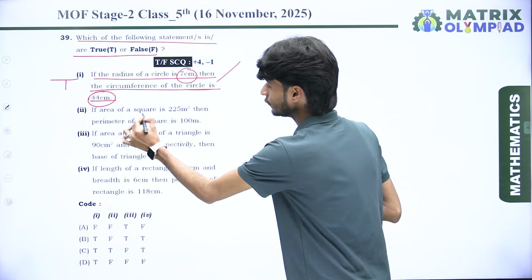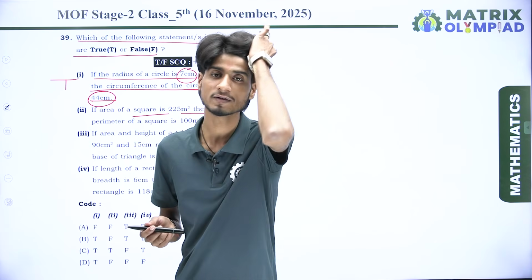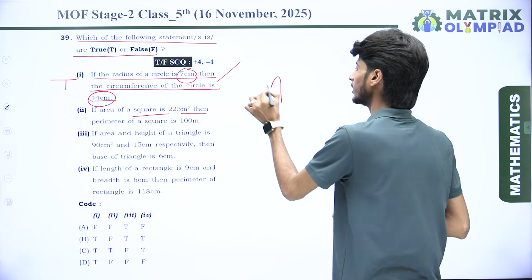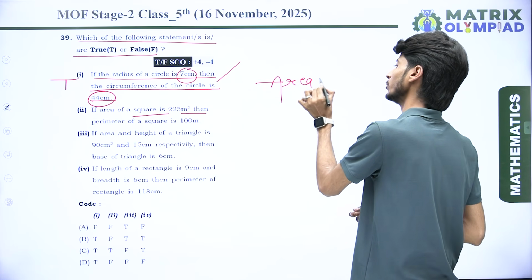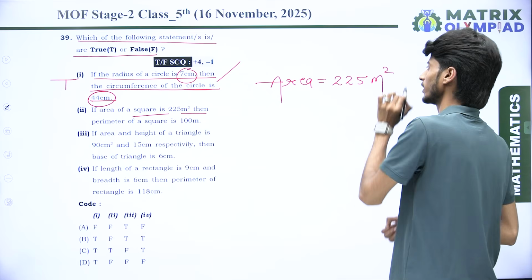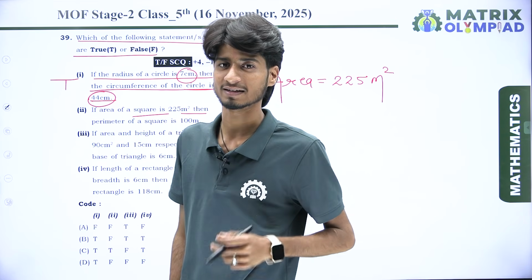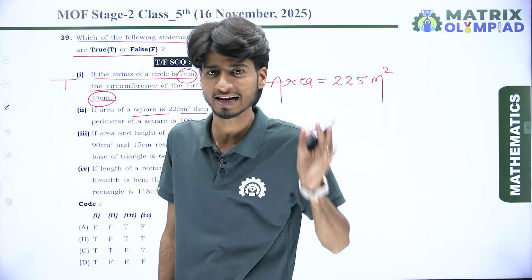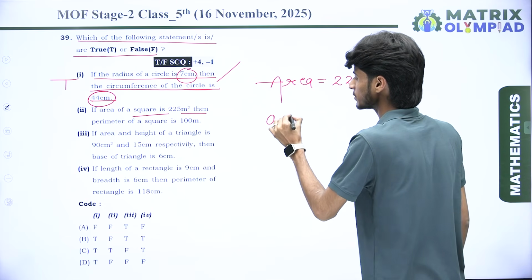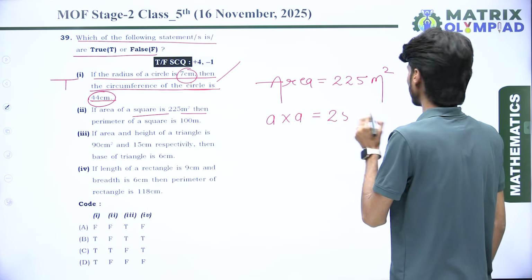If the area of a square is 225 meter square, the area is equal to 225 meter square. Okay, tell me what is the formula of the area of a square? I think side multiplied by side. You know very well. So put the value in the formula, which is side multiplied by side, or side square, which is equal to 225.